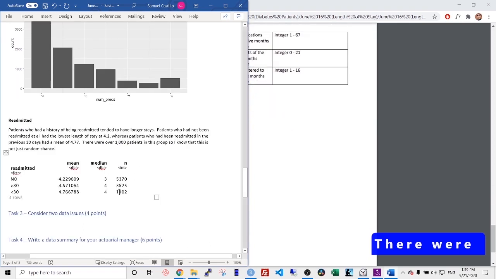So I know this is not just random chance. If there were only like 10 values in this bucket, even though this average was higher, it could have just been because of random noise in the data. But because you have a pretty good sample size of 1,102 patients, that means that there's something happening. It's not just random noise.